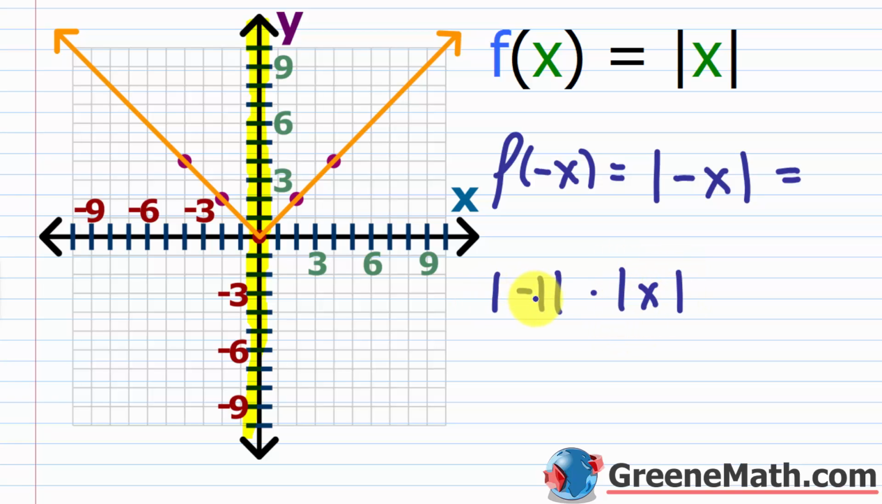The absolute value of -1 is always 1. So this is just the absolute value of x. So these two are the same. So again, we've proved that this guy is symmetric with respect to the y-axis.